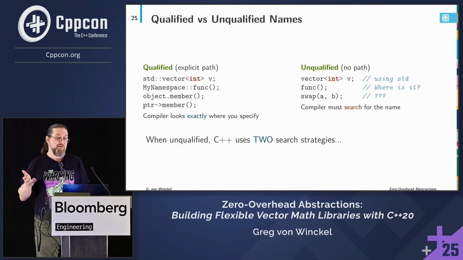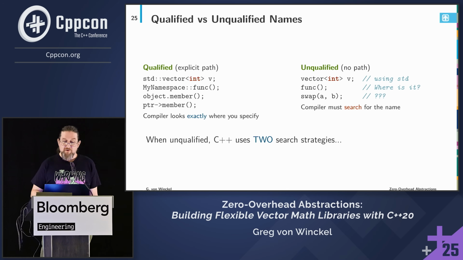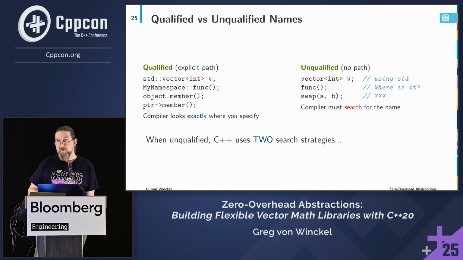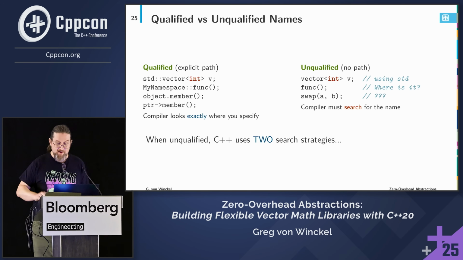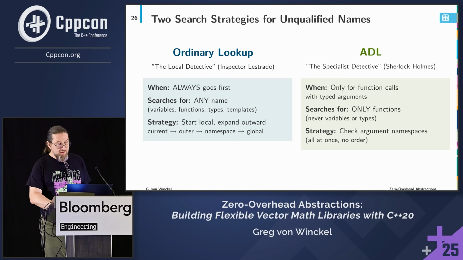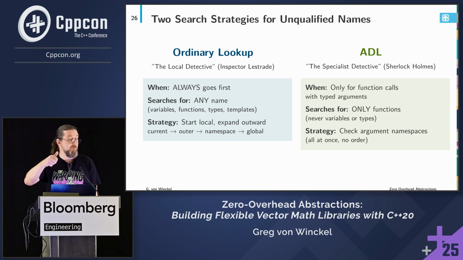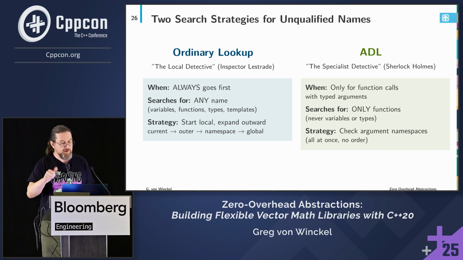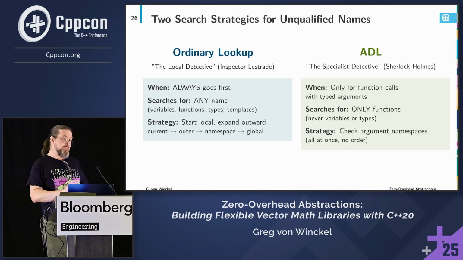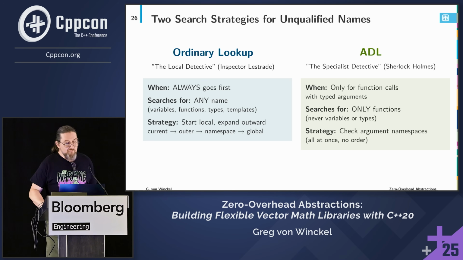Unqualified don't have that. So there are two different mechanisms that the compiler uses to identify the unqualified types. And I will apologize for the somewhat tortured metaphor. I spent a long time trying to think about which detective was better for which and did not come up with a completely satisfying solution.